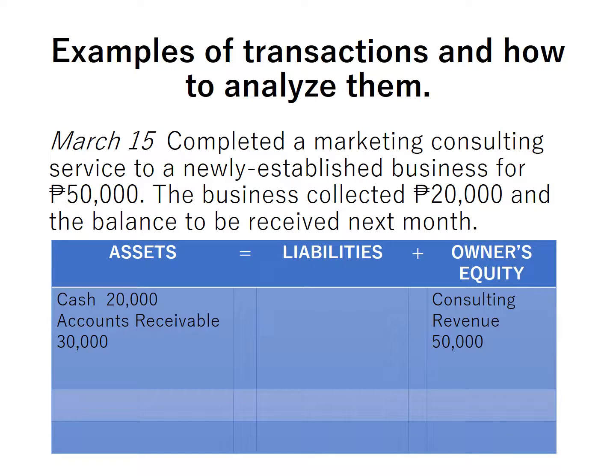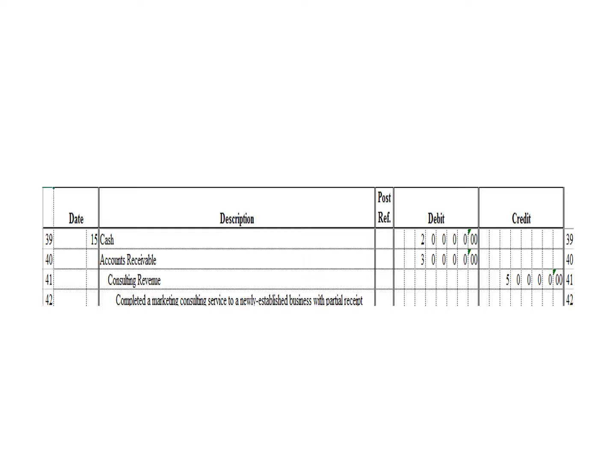March 15, the business completed a marketing consulting service to a newly established business for 50,000 pesos. The business collected 20,000 pesos and the balance is to be received next month. Cash increased by 20,000 pesos. Accounts receivable increased by 30,000 pesos and consulting revenue increased by 50,000 pesos.